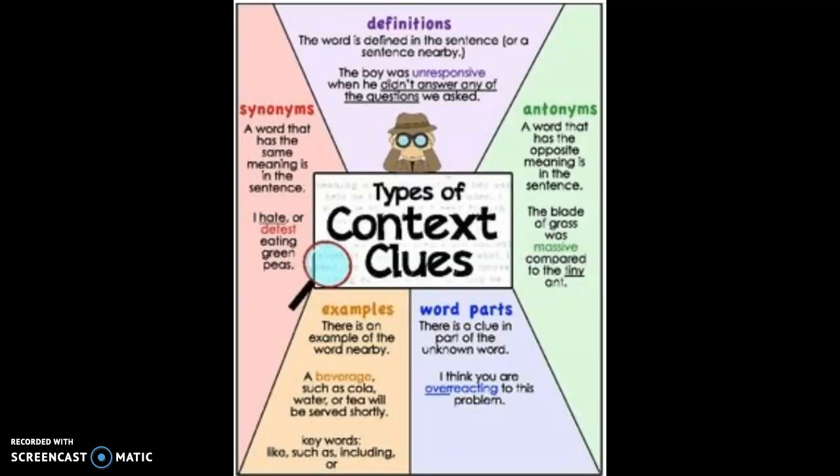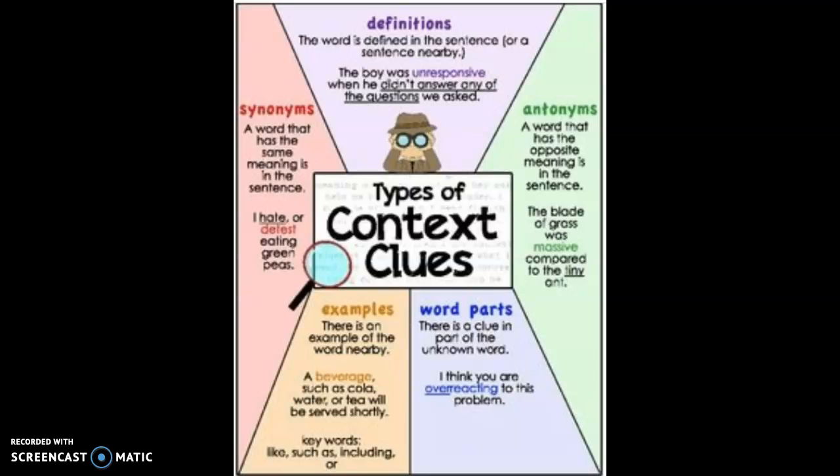Next, we can use word parts. This is where we're looking at the prefixes and suffixes with that word. For example, I think you are overreacting to this problem. That prefix over means exaggerating, or you're doing more than what is needed. So our unknown word overreacting here means that you're reacting too much.